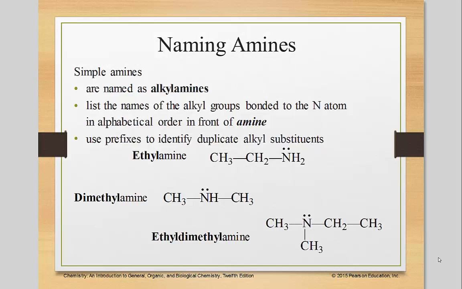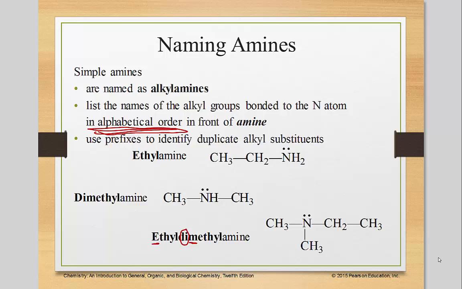Simple amines are named as alkyl amines. They list the names of the alkyl groups bonded to the nitrogen atom in alphabetical order in front of the word amine. Notice that it's alphabetical. And if you don't remember, when there's a di in there for methyl, that di is not considered part of the alphabetizing. Use prefixes to identify duplicates.